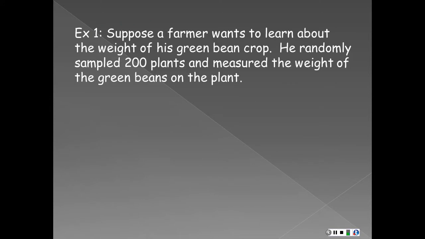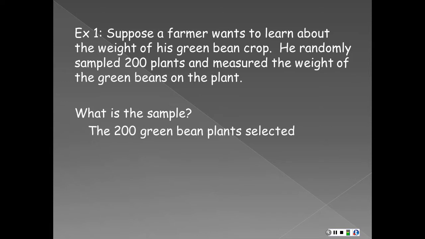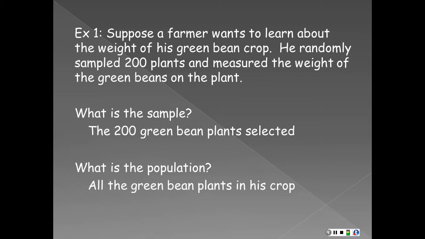So if you want to identify certain parts of a problem, this farmer wants to learn about his green bean crop, so he sampled 200 plants and measured the weight of the green beans on the plant. So the sample would be the 200 green bean plants that he selected, and then the population would be all of the green bean plants in his crop, or the entire crop, or the whole crop. Like I said, typically you'll see all, but entire and whole are also keywords that indicate population.